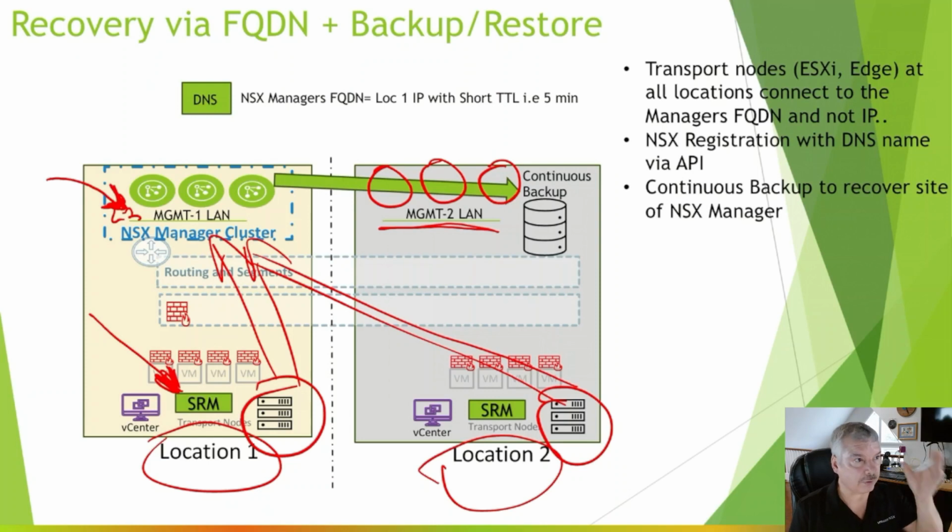They go by default the IP address, okay? So now if we're going to restore it over at another place, well, we're going to change the IPs. Your transport nodes aren't going to be too happy about that. So how do we do this?